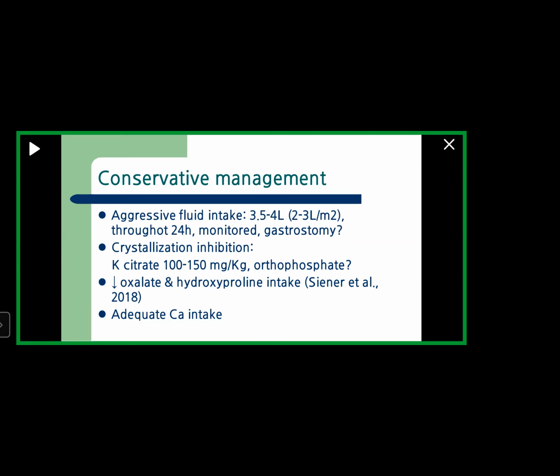And of course, dietary restrictions in infants and young children can be difficult given the need for appropriate growth. So it's not the mainstay of therapy because the source is primarily endogenous. There is no need to restrict calcium, and restricting calcium can be a very bad thing to do because restricting calcium can promote oxalate absorption from the GIT and actually increase the amount of oxalate load, because calcium in the diet will bind oxalate and reduce its systemic absorption.